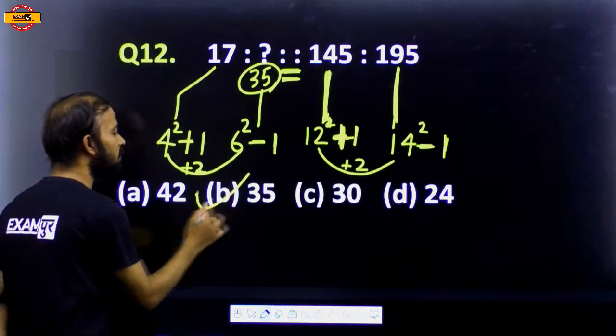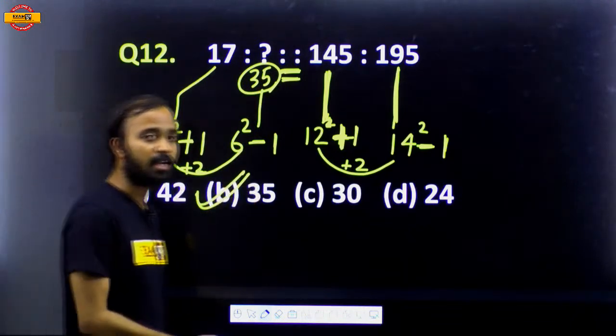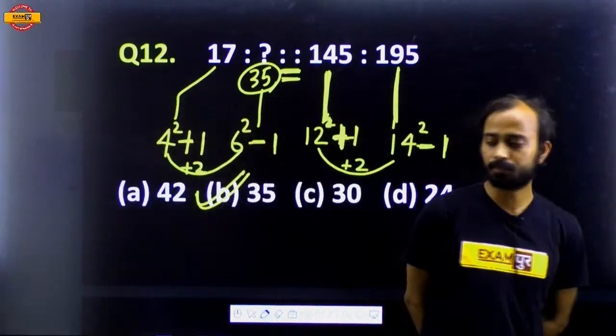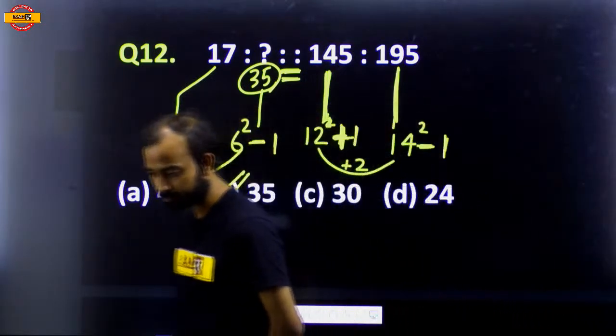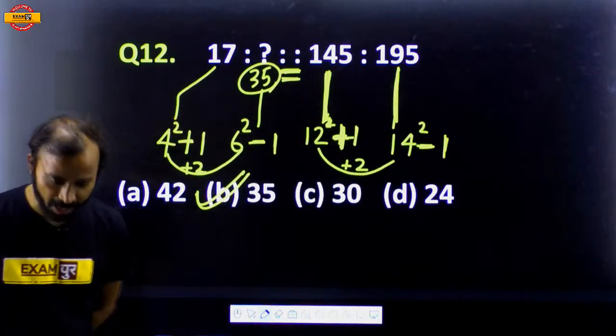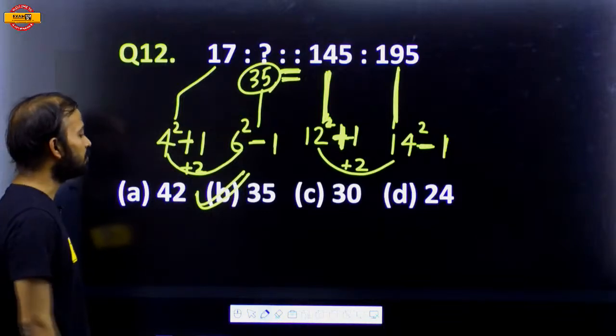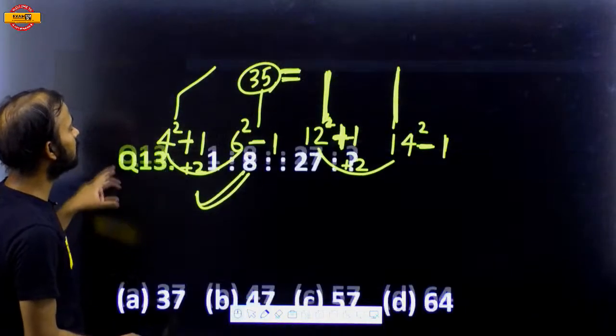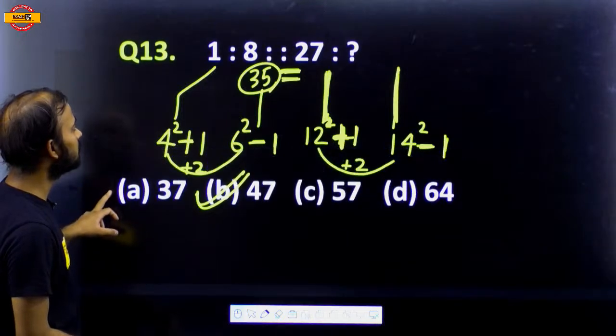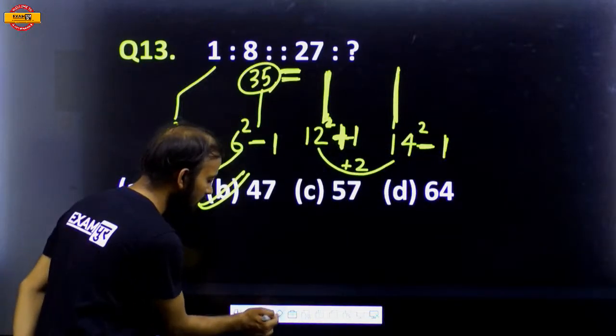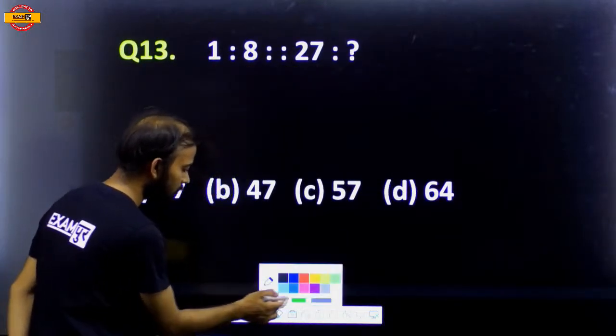35, with the help of options, option B will be the answer. Option B will be your answer. 35 will be the answer. Thank you so much all of you. Thank you. So please do it. Be fast and do it in a correct manner, please.